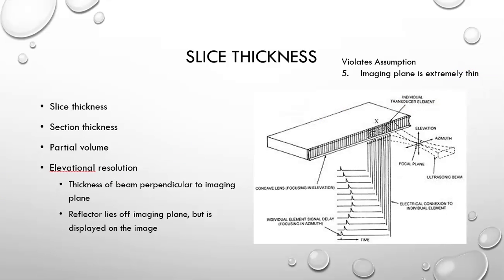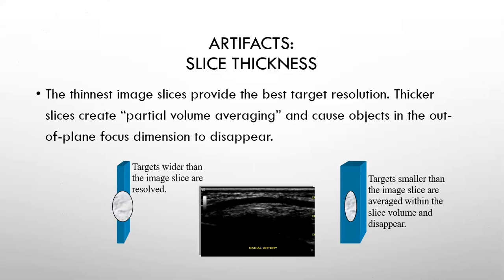Some of you are probably wondering at this point, do I need to memorize the different assumptions? Is somebody going to ask me what is assumption number 5? Well, no, you don't have to know that number 5 is that the imaging plane is too thin, but you do have to know that a slice thickness artifact can be caused because the imaging plane is thicker than the reflectors. Okay, so you do have to understand the concept behind it without having to tell me what number of the 6 assumptions it is.